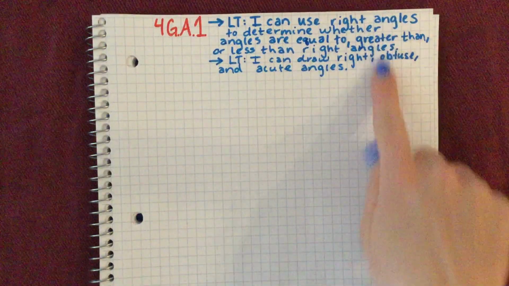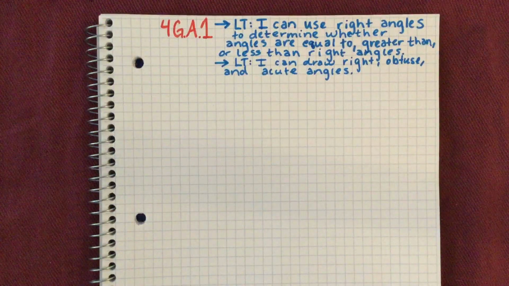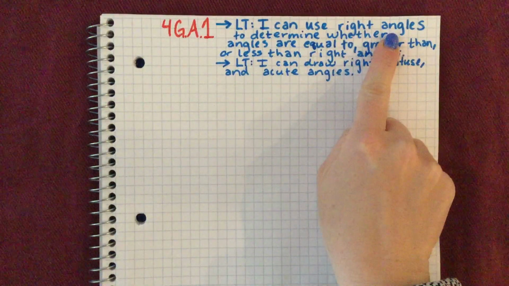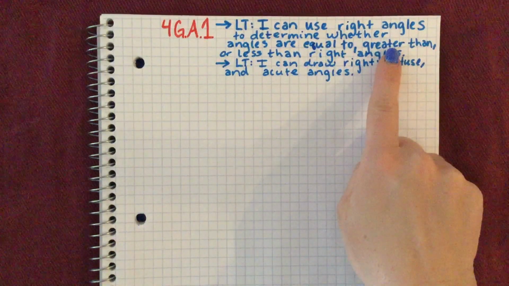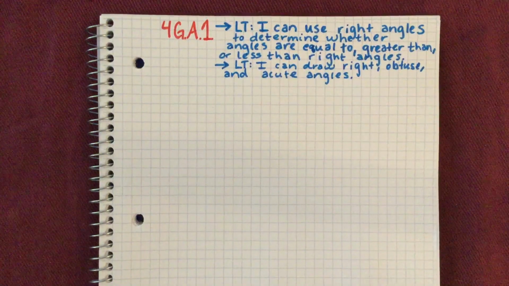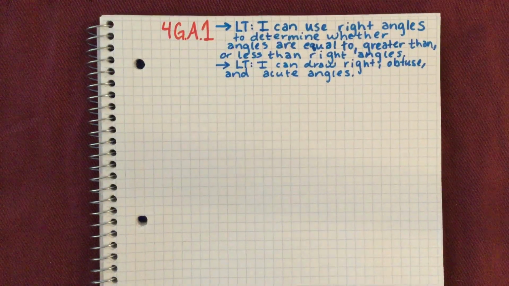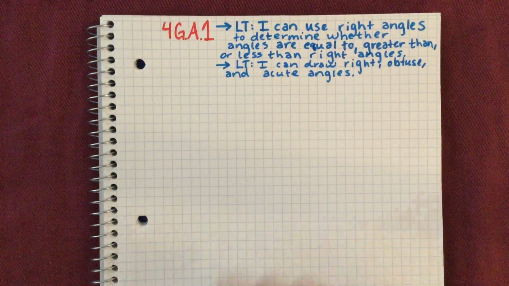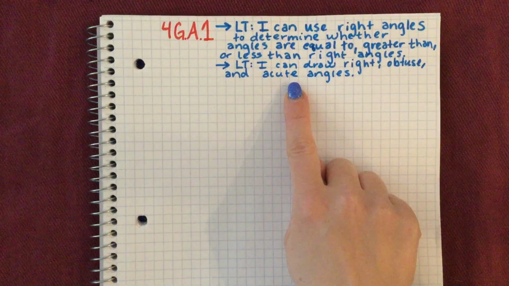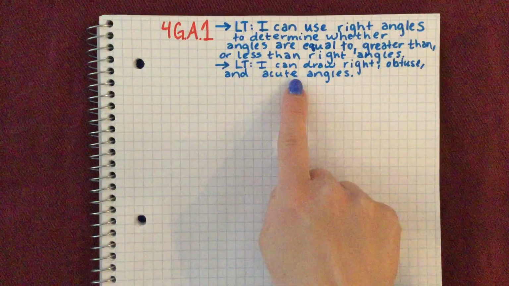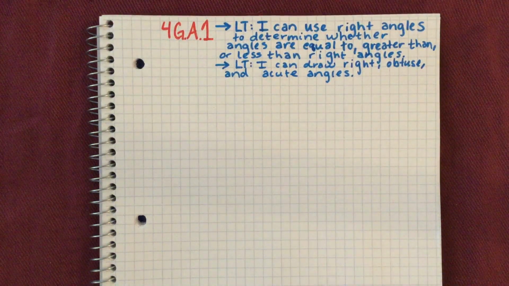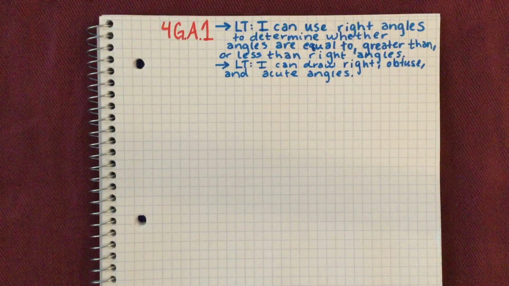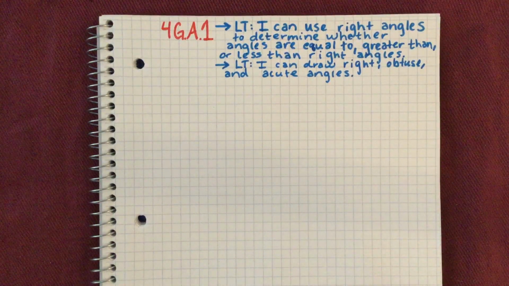So we've got these two learning targets. The first one says, I can use right angles to determine whether angles are equal to, greater than, or less than right angles. So we're going to need to be working on some right angles today. And then the second target is I can draw right, obtuse, and acute angles. And of course, you'll probably recognize those words from our work in Number Corner from our calendar work. So let's go ahead and get started.